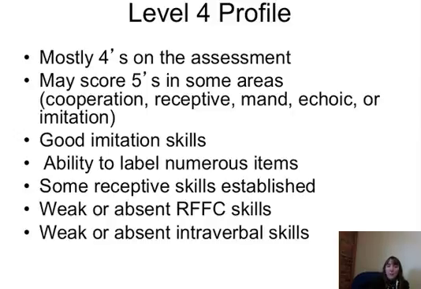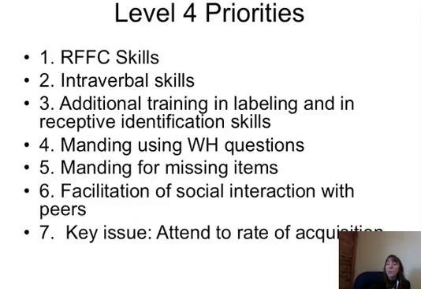4s might have some 5s. They might have some good imitation skills. They might be able to label a number of things, but they might be weakest in RFFC and intraverbals. So those are going to be some of our biggest priorities. But we're still going to be doing labeling, receptive, more advanced manding like WH question manding and missing items. And we're going to think about facilitating social interactions with peers because they're showing more readiness for that.